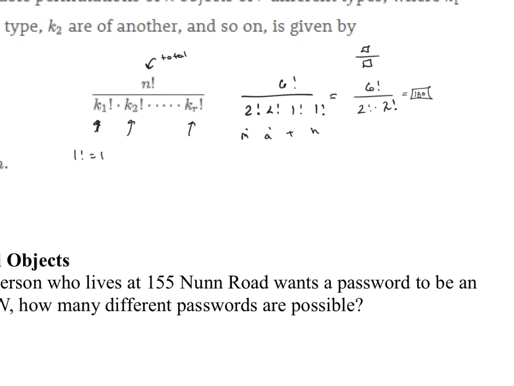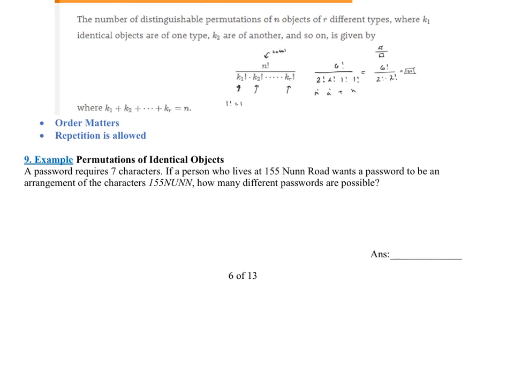So, let's look at this next one right here. It says a password requires 7 characters. If a person who lives on 155 Nunn Road wants a password to be an arrangement of the characters 155 Nunn, being N-U-N-N, how many different passwords are possible? So let's count how many objects we have here. Let's see, there's 1, 2, 3, 4, 5, 6, 7 total objects. So the total is 7.